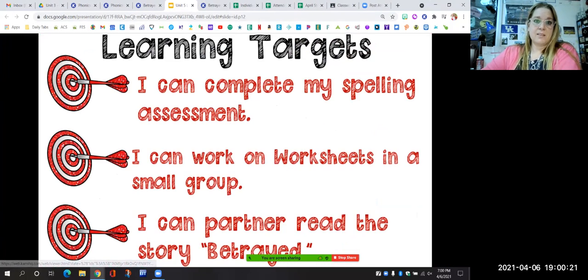Okay, so that is the end of the lesson today. You had learning targets to complete your spelling assessment, which you were going to go do right now, work on worksheets in a small group, which we kind of did together, and to read the story Betrayed. Oops. So remember that you have a spelling assessment to go finish, you have a grammar quiz to go do today, and you have your phonics sheet to listen to the story again and then answer the questions. Okay, and that is it.